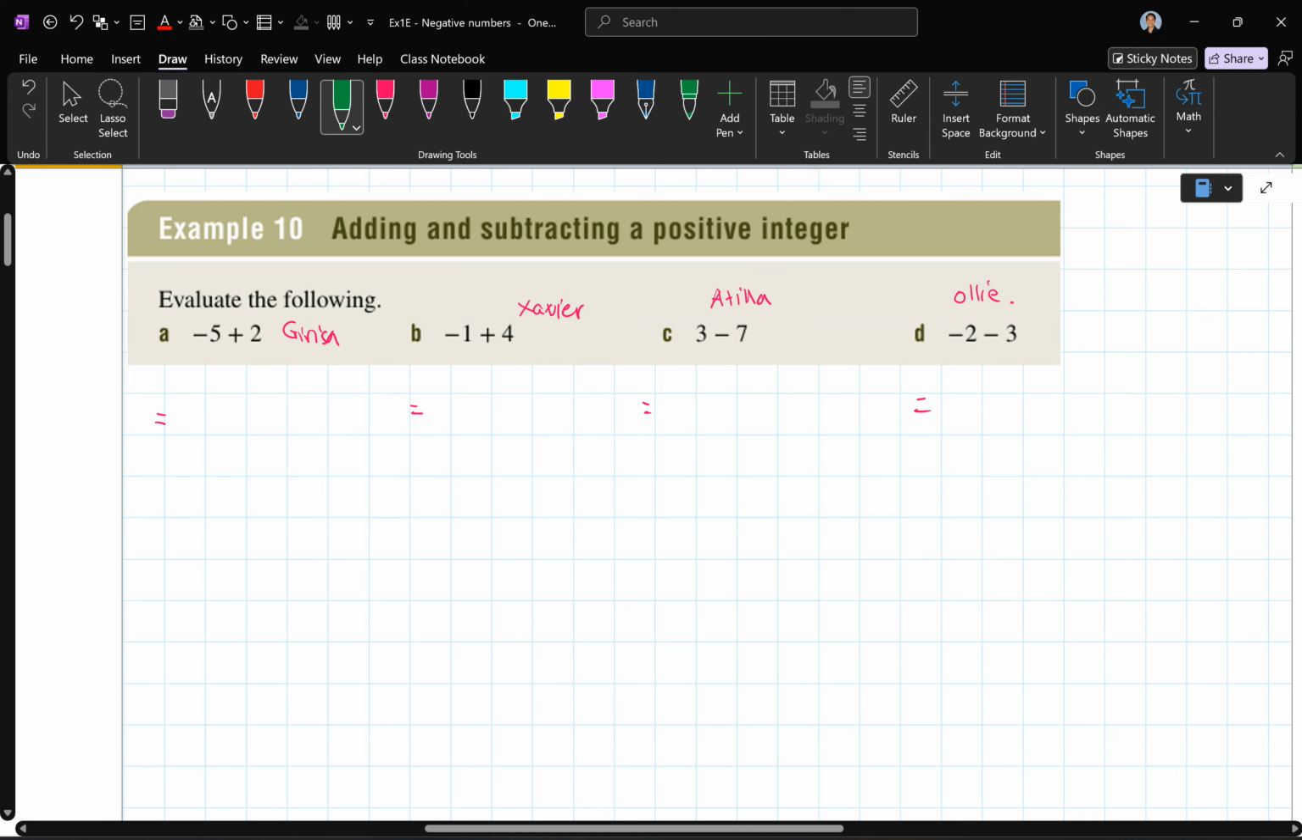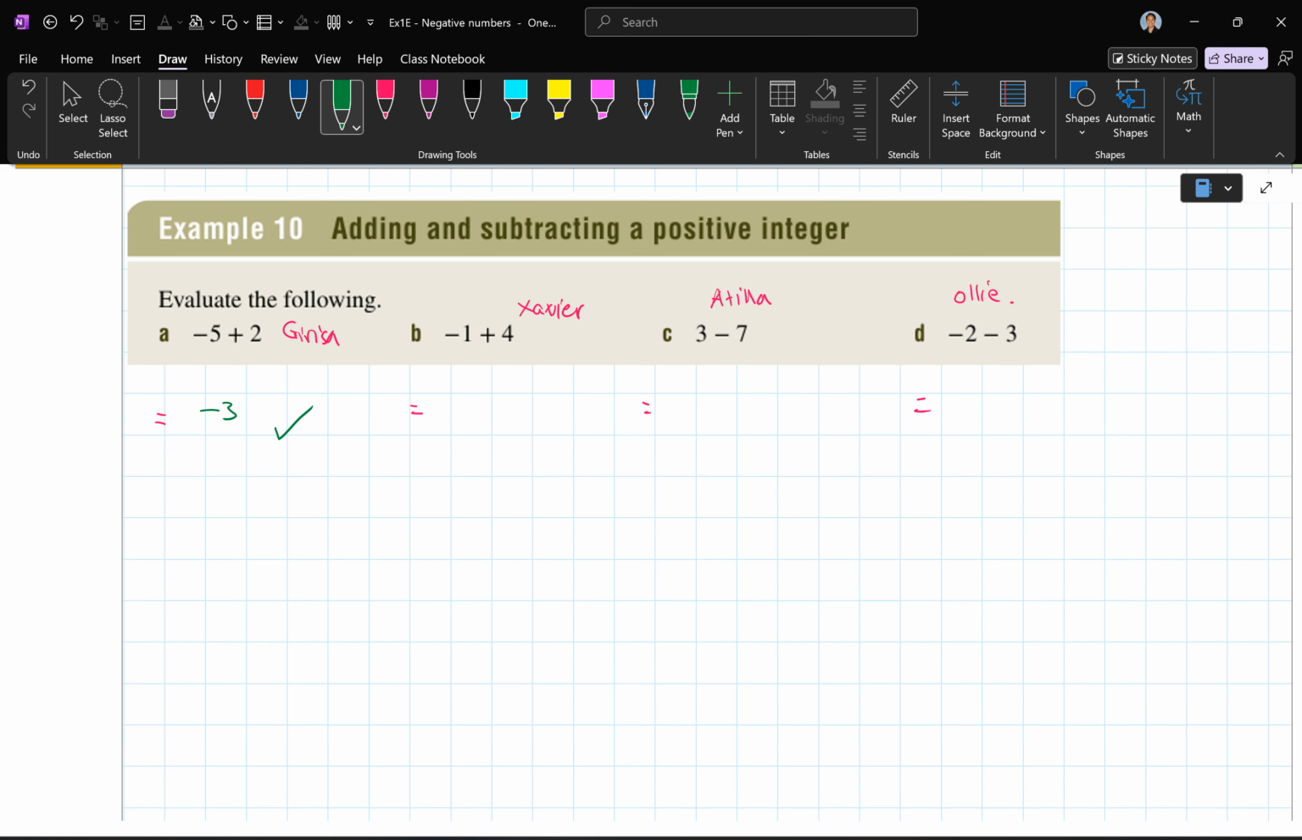Listening. Carissa, what did you get as your answer? Negative 5 plus 2 gives you? Negative 3 is correct. If you got that correct, give yourselves a tick. Next one, B. Xavier, what did you get for negative 1 plus 4?